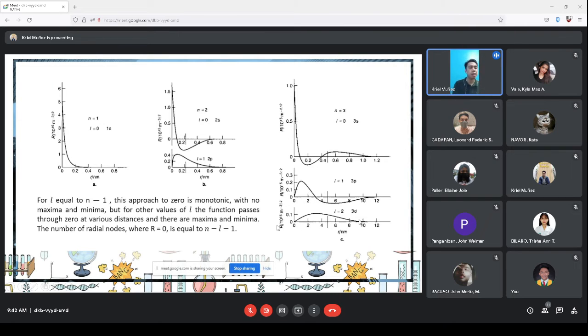But for this one, class, our calculation is, for every n, we just have to deduct the L value and then minus 1. So for this one, there is no node, since n minus 2 minus 1 is just 0. For this one, there is one node, and for this one, there are two nodes. When we say node, class, as we already discussed in our midterms, there is no chance of an electron or particle existing there.